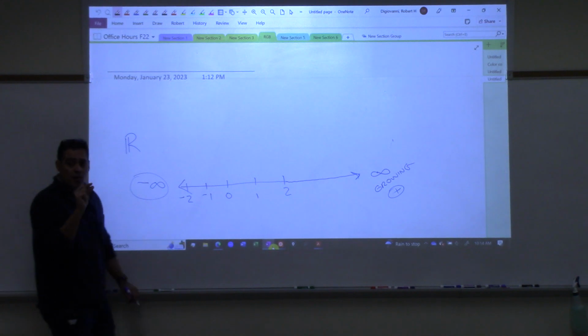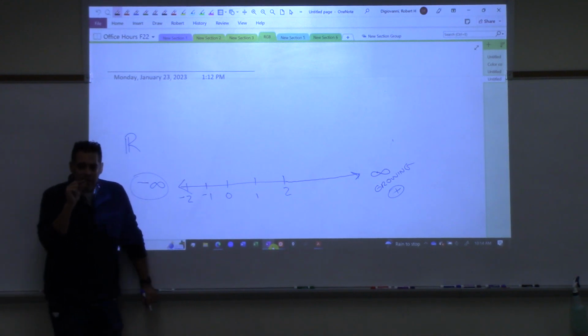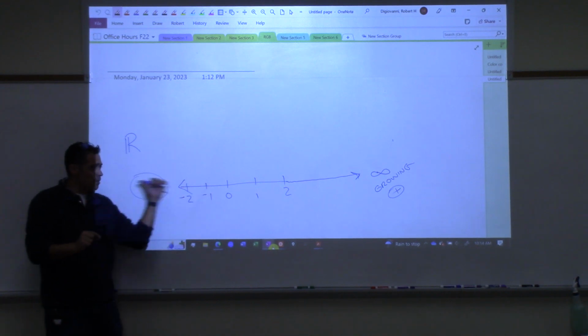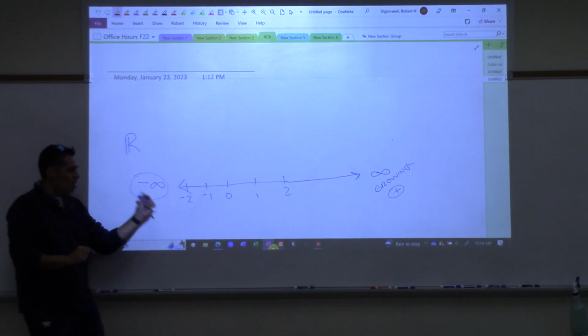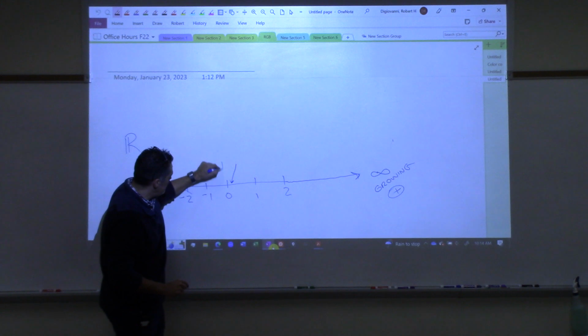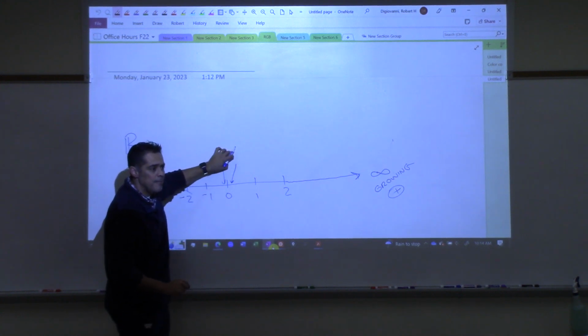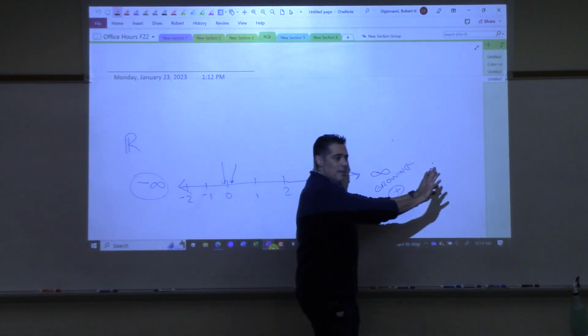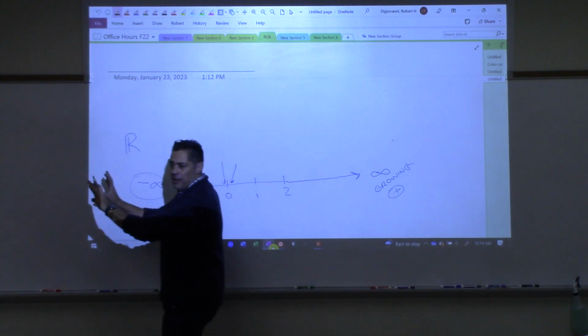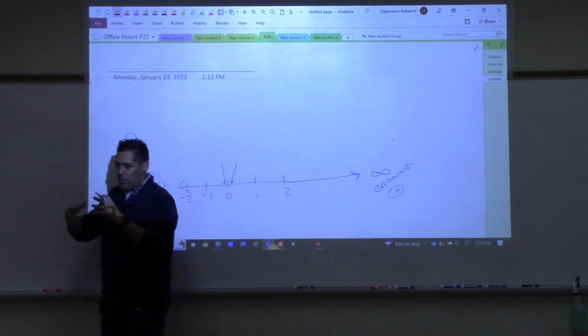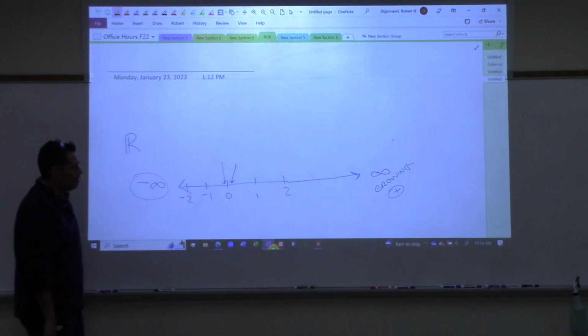When I say small numbers in this class, I'm talking about numbers that are really close to 0. I'm not talking about numbers in that direction. I'm talking about numbers that are close to 0. So these are small numbers. These are big positive numbers. These are big negative numbers. We clear? Just so that when I'm talking, you understand where we are.